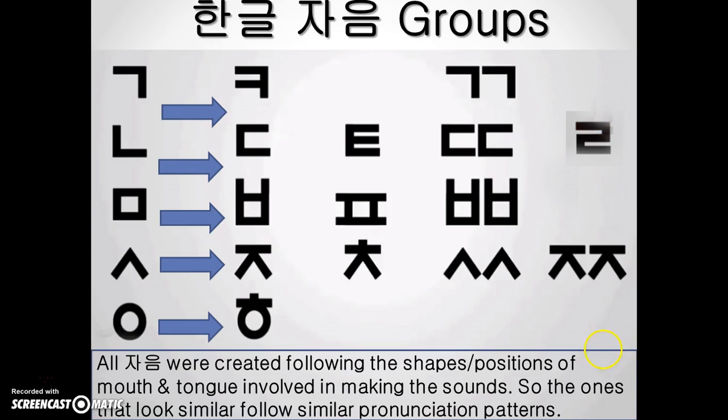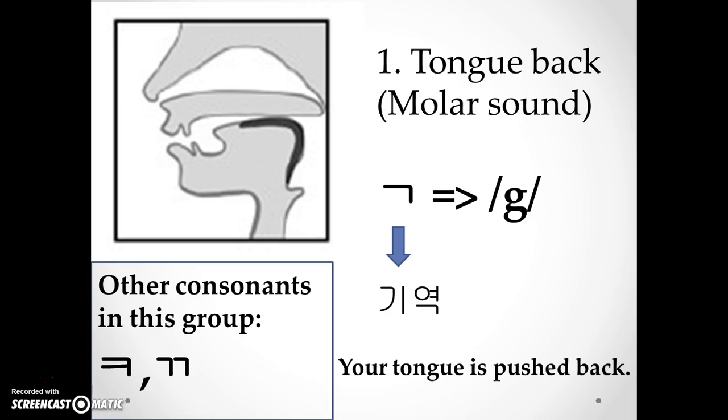Right, so we've got 5 groups for the 자음, and the representatives of each group are on the left. This is kiok, niun, mium, shiot, and iun. Okay, so I'm going to show you one by one how they were created. So let's start with kiok.